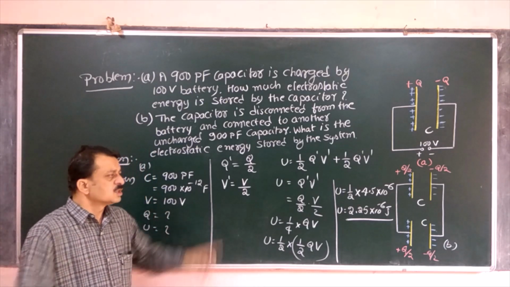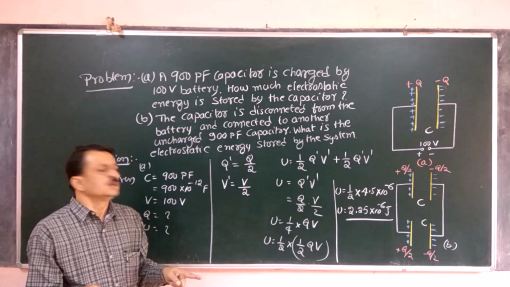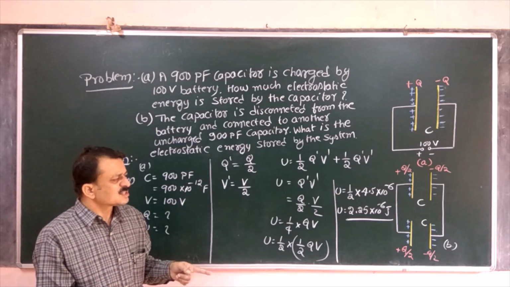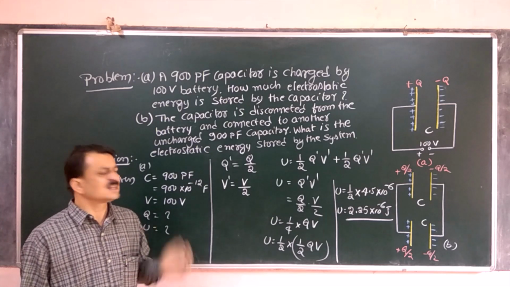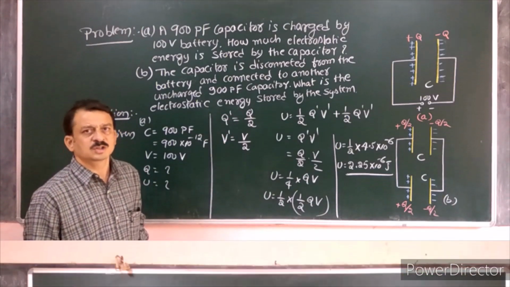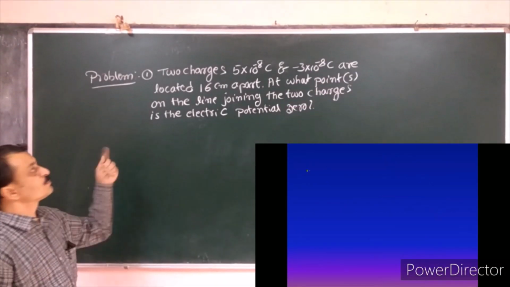ಹೇಗೆ ಲಾಸ್ ಆಯ್ತು? The charges start to flow. So because of the flow of the charges, the energy is lost in the form of heat. Heat energy ಆಗಿ ಅದು ಲಾಸ್ ಆಗಿ ಹೋಗ್ತದೆ ಹೇಳಿ. Now we will work out some exercise problems.